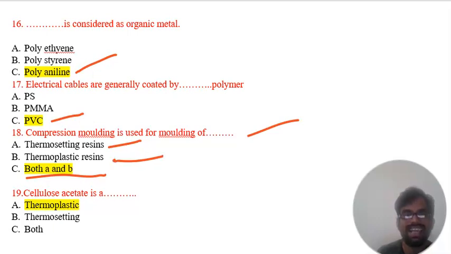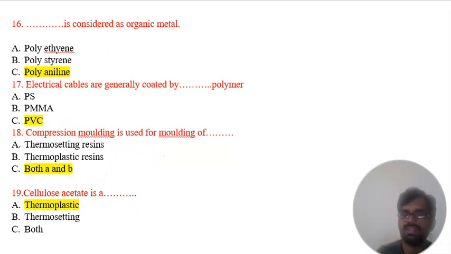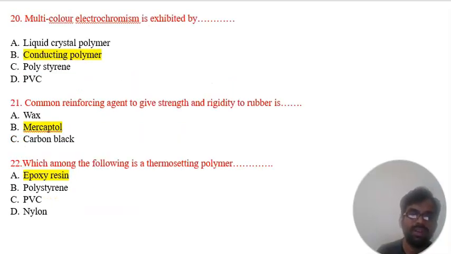Now you can see the 19th one. Cellulose acetate is a dash. Cellulose acetate is one of the best examples of a thermoplastic, so thermoplastic is the right answer. Now the 20th bit. Multicolor electrochromism is exhibited in conducting polymers. We already discussed this in a previous bit also.